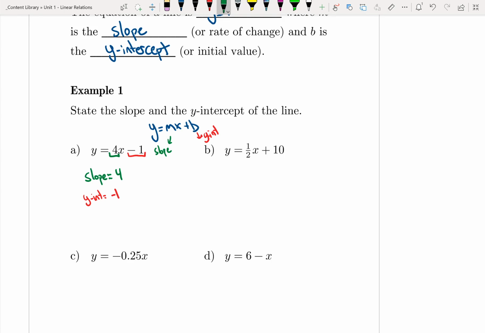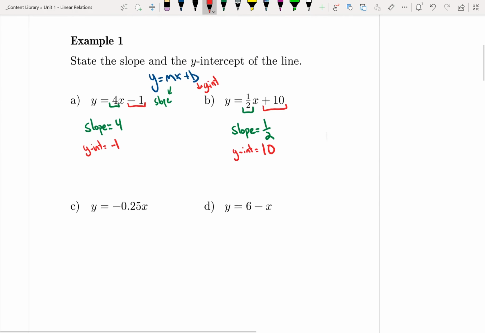In b, it's the same idea. Slope is the number attached to the x, so in this case 1/2, and the y-intercept is the constant on its own, or positive 10. One thing you want to be aware of when you're determining the slope, it's just the number. The x is not included, so it's just the number.